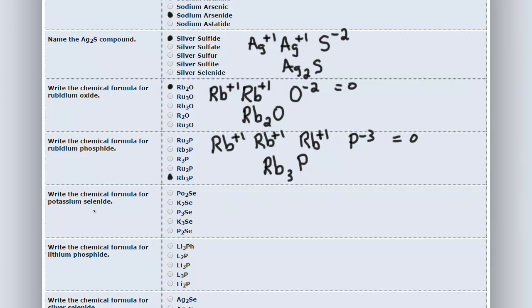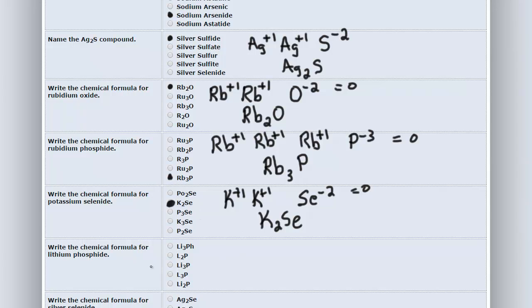Write the formula for potassium selenide. Potassium is a K+. Remember, memorize those periodic table of ions and remember their charges. And selenide, Se, is a -2. So to get to 0, of course, we need two of these +1s. So +1 + 1 - 2 is 0, so we're going to get K2Se.